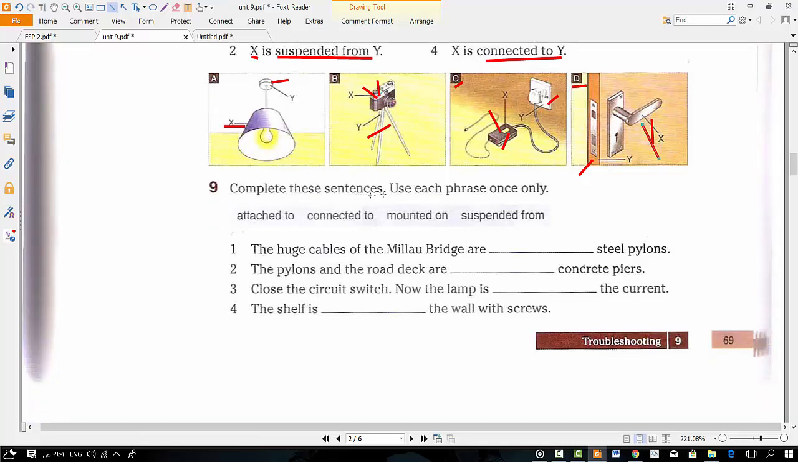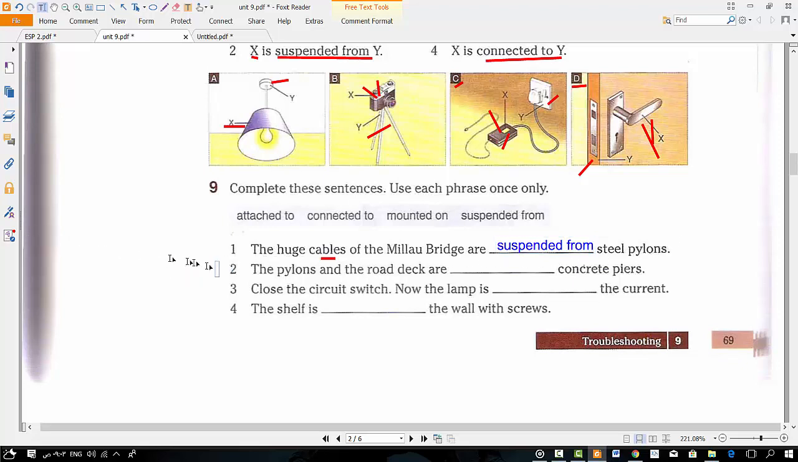9. Complete these sentences. Use each phrase once only. Attached to, connected to, mounted on, suspended from. 1. The huge cables of the Millau Bridge are what? The cables are suspended from the steel pylons.